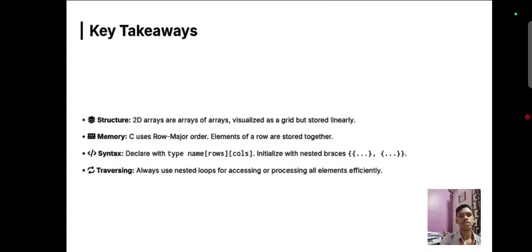Key takeaways. Structure: 2D arrays are arrays of arrays. Visualize as a grid but stored linearly. Memory: C uses row-major order, elements of a row are stored together. Syntax: declare with type, name, rows and columns in square brackets. Initialize with nested braces. Always use nested loops for accessing or processing all elements efficiently.